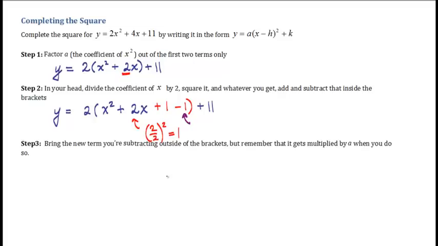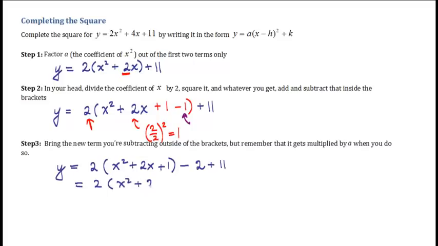For step 3, we have to bring that new term that we subtracted, in this case the 1, outside of the brackets, but we have to remember to multiply it through with this 2 here. So this is what we have for y now. y will equal 2 times x squared plus 2x plus 1, and now I'm going to subtract 2 times 1. So it will be minus 2 plus 11, and I'll simplify this a little more. 2 times x squared plus 2x plus 1 plus 9.